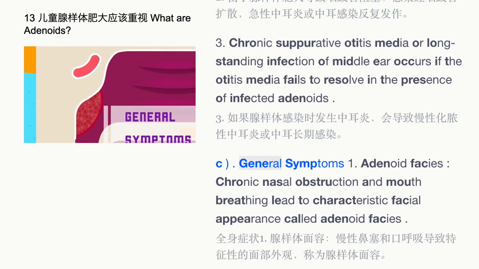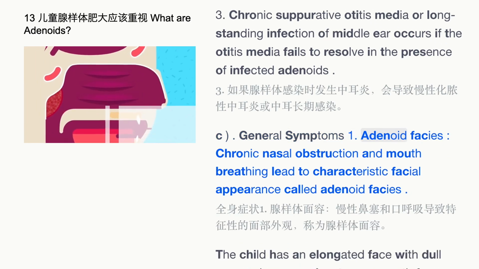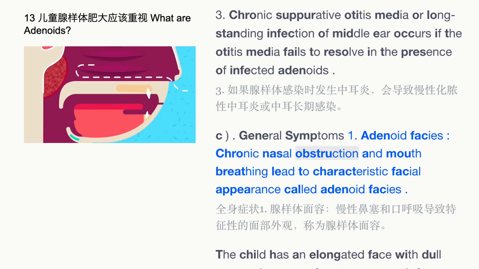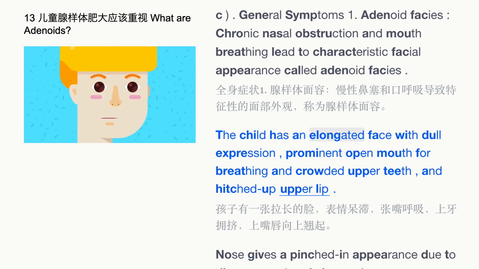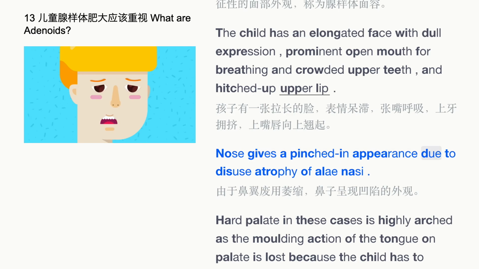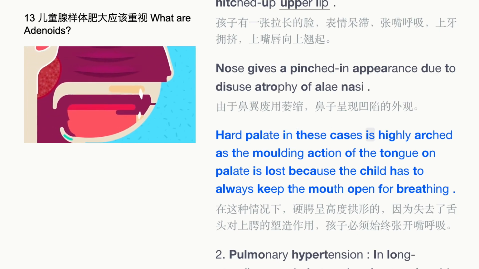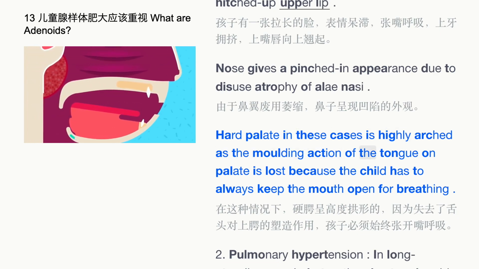C. General symptoms. 1. Adenoid facies. Chronic nasal obstruction and mouth breathing lead to a characteristic facial appearance called adenoid facies. The child has an elongated face with dull expression, prominent open mouth for breathing, and crowded upper teeth and hitched up upper lip. The nose gives a pinched-in appearance due to disuse atrophy of alae nasi. The hard palate in these cases is highly arched, as the molding action of the tongue on the palate is lost because the child has to always keep the mouth open for breathing.